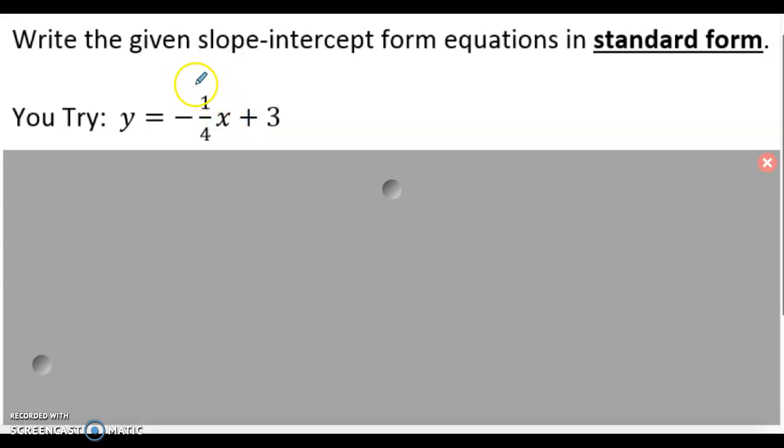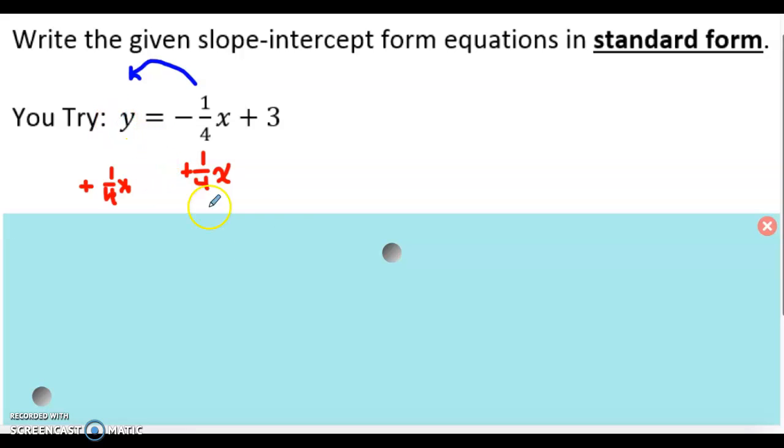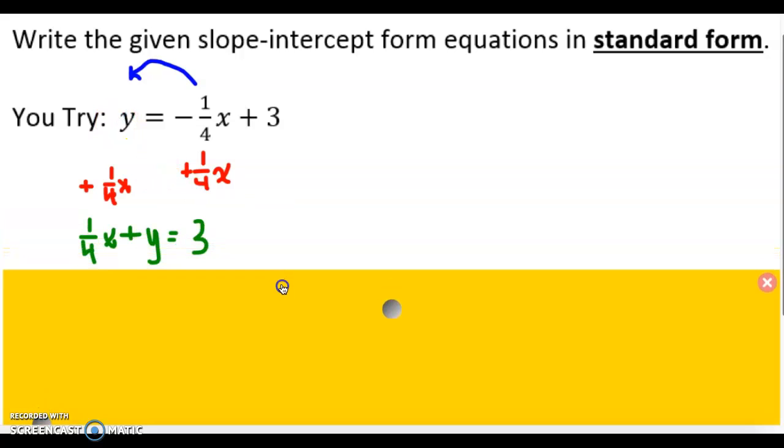So we're going to move this to the other side, and we have to undo that. So instead of subtracting 1/4 x, we are going to add 1/4 x to both sides. So we get 1/4 x, then we've got plus y, equals 3, because this disappeared from this side. So we're close. A is positive, but these are not integers. So what we want to do is multiply every single term by 4.